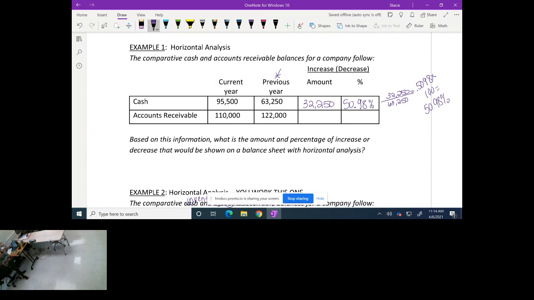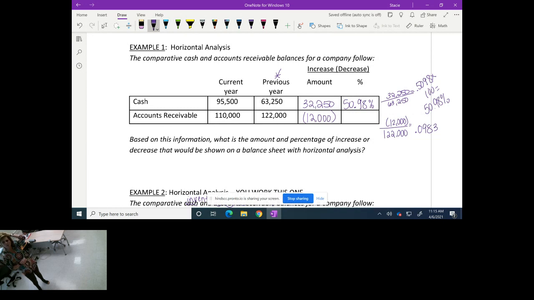Accounts receivable, did it increase or did it decrease? Decrease. It decreased. It went down 12,000. So you'll take that 12,000 and you'll divide it by 122,000. And you'll get 9.84%. I got 0.0983. Now you may get more decimals than that. Let's say I just rounded to 9.84. Okay.